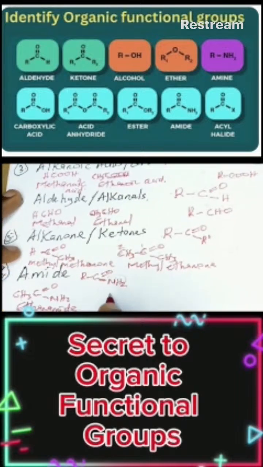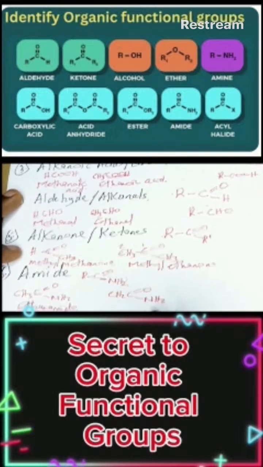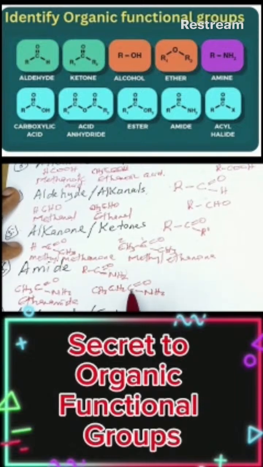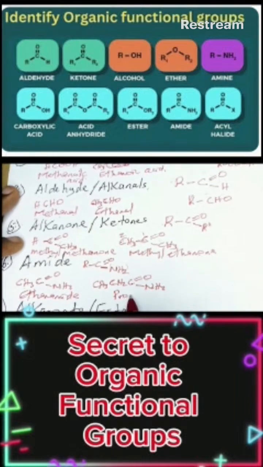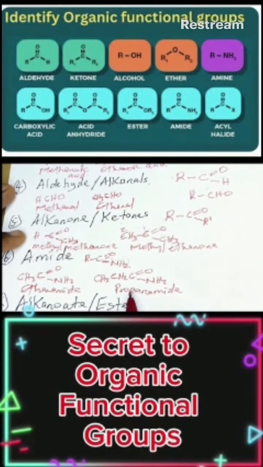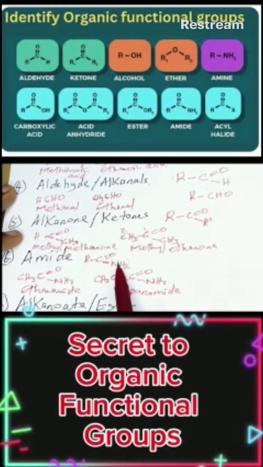If the carbons are more than that, you have CH2, C double bond, NH2, and then you have another CH3 to complete it. So you have 1, 2, 3. You have 3 carbons. 3 is prop. So this will be called propanamide. So that's how to name this and to identify amide. It is whenever you see this NH2 here, replacing OH from our alkanoic acid.